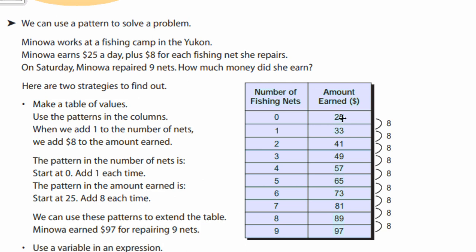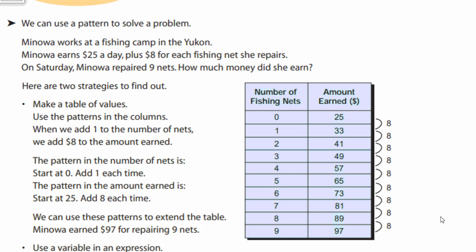But each time she fixes a net, and you'll see that this is going up by 1 each time, the amount of money that she makes is going up by 8. And you can see that I've referenced this on the side here. So plus 8, plus 8, plus 8, that's what's going on each time. So I would have $25 for no nets, $33 for 1 net, $41 for 2 nets. She repaired 9, so I can look at the 9 row and I would know that she made $97.